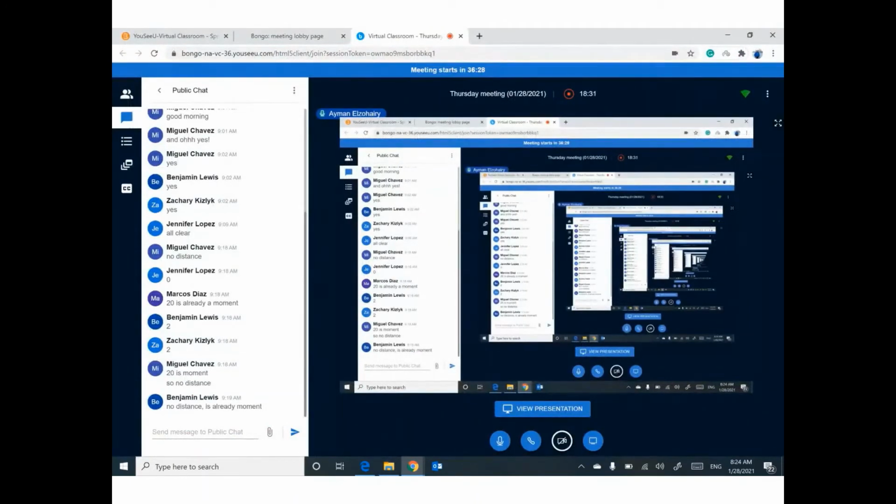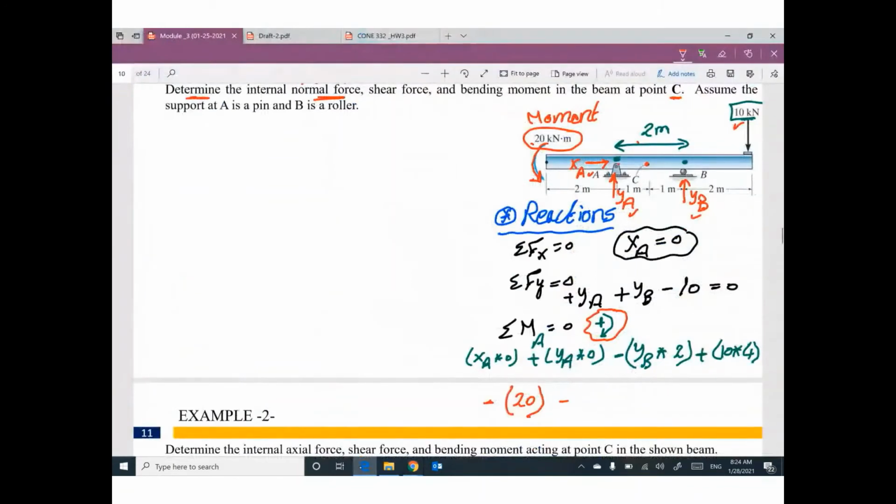Okay? Equal 0. This term will be cancelled. This term will be cancelled. The only unknown here is YB, so I can figure out the value of YB. Just a second to grab my calculator. This value will be 20, I think. 40 divided by 2, it will be 20 kilonewton.